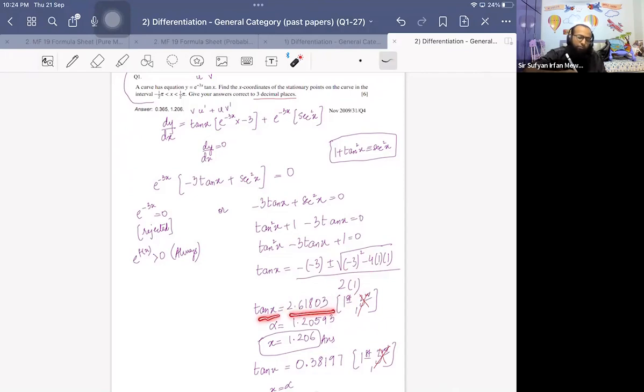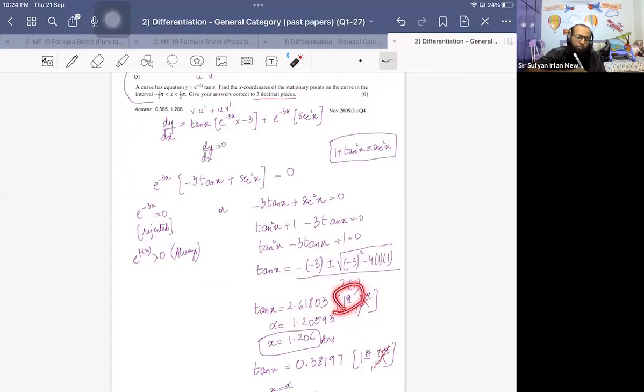Why have I followed the 5 decimal rule? Because the answers are to be given in 3 decimal places. I've done the working in 5 decimal places, 2 accuracy higher than what is required by the examiner. So tan x equals 2.61803. Tan of an angle is positive in the first and third quadrant, but we are not going to consider the third quadrant. Why? Because whether we go in the anti-clockwise direction or the clockwise direction, the domain is not allowing us to go in the third quadrant.